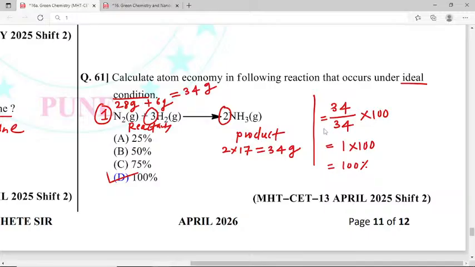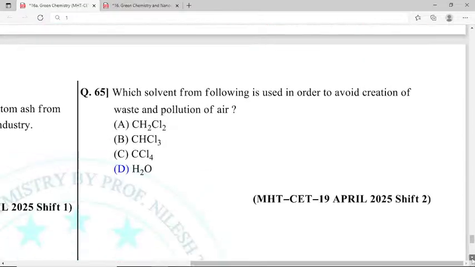Clear? So the ideal condition should be a stoichiometrically balanced equation. The calculation is 34 by 34 multiplied by 100, which gives 1 into 100, so we get 100%.